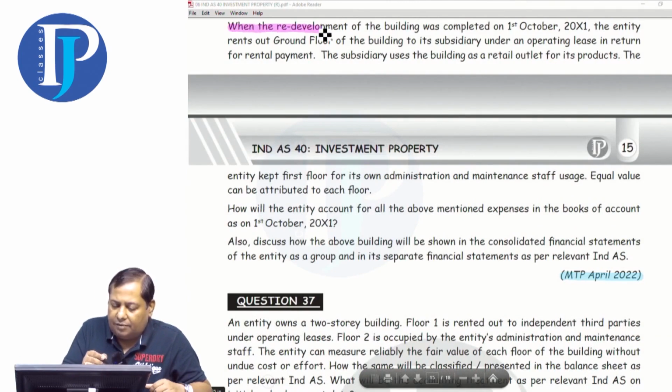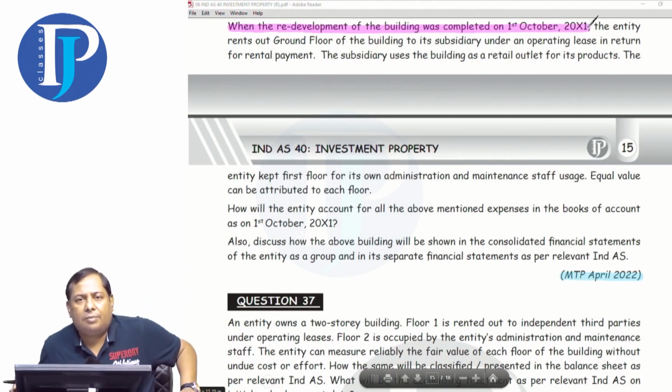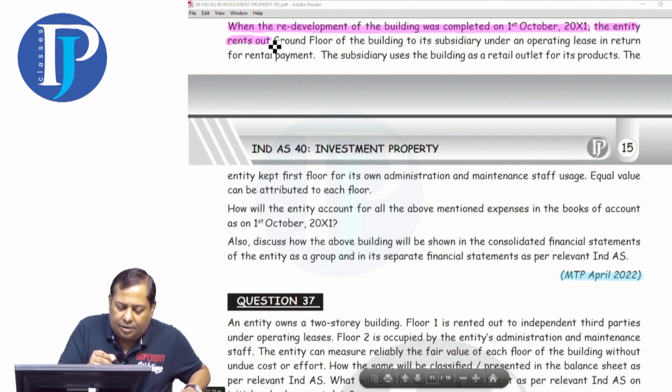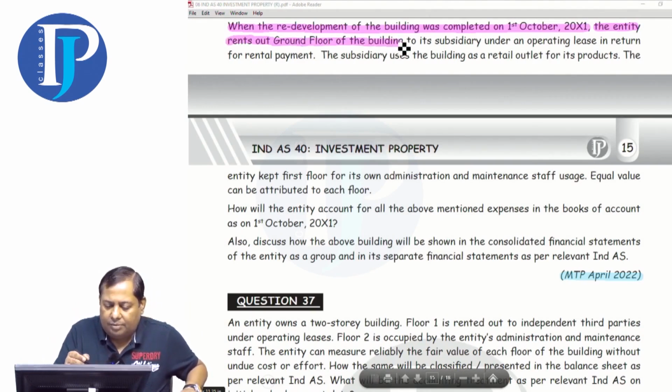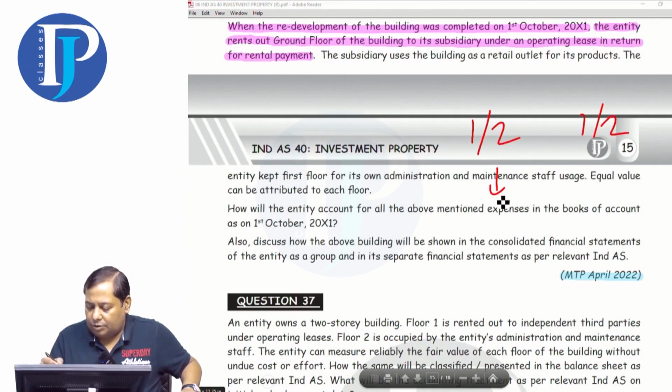The redevelopment of the construction of the building was finished on 1st October X1. We purchased the building on the 1st of April, but the renovation was completed only on the 1st of October. The entity rents out the ground floor of the building to its subsidiary under an operating lease in return for rental payment. No problem. You have 2 floors, so 1 by 2, 1 by 2. One that is let out, we'll add 40 to that. And whatever we use, we will add 16 to it.